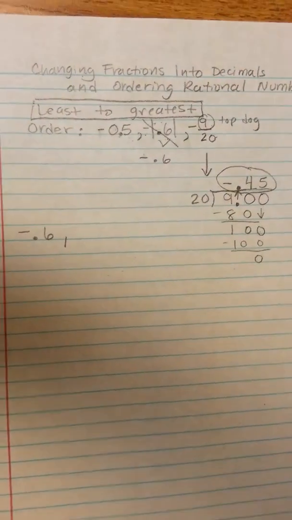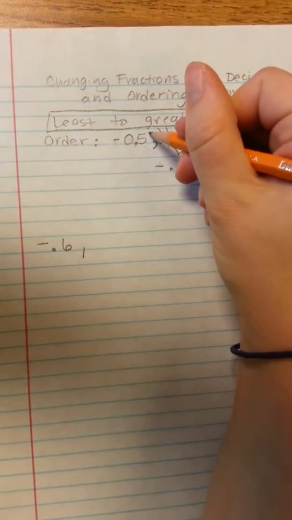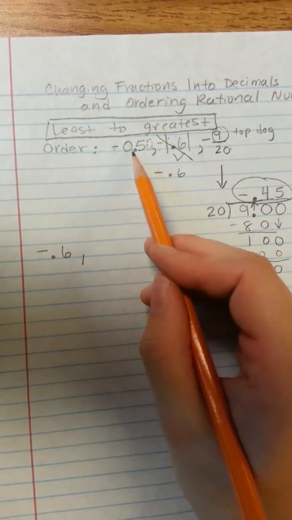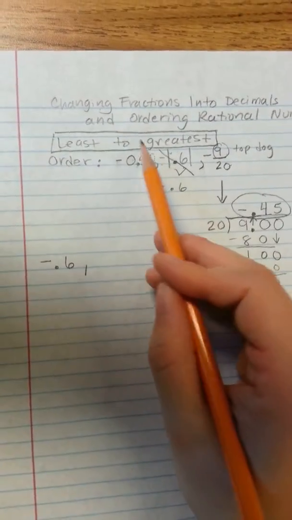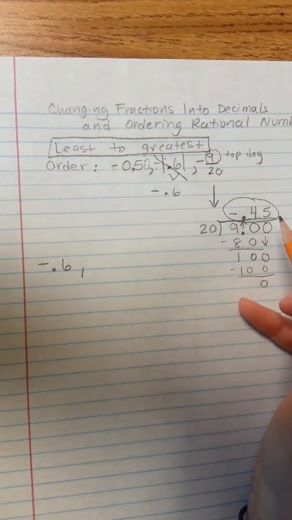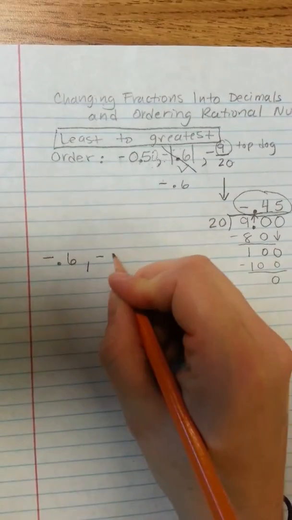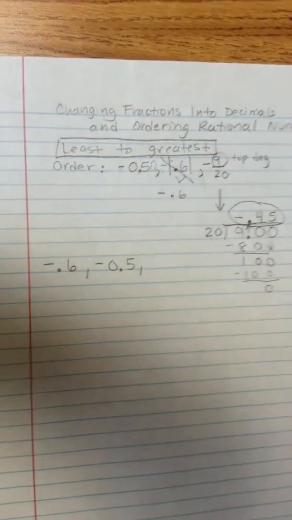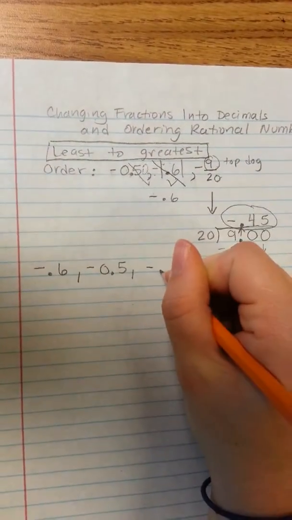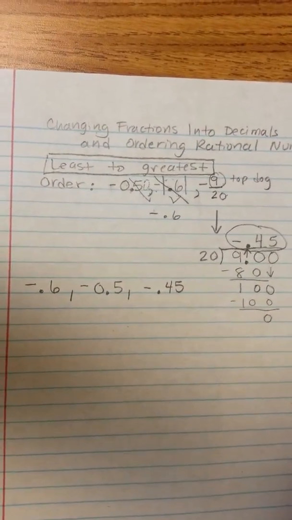Now it's between my negative 0.5 and my negative 0.45. It may help you to add a 0 onto the end here to really visualize that this is actually negative 0.50, almost like you owe 50 cents versus you owe only 45 cents. So you actually have less if you owe 50 cents. So that one is going to go next. And last but not least, my negative 0.45 will be my greatest value.